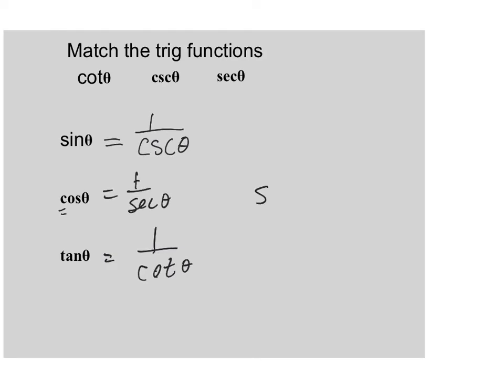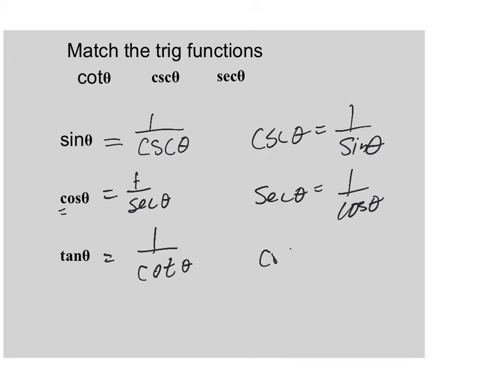Could you write them backwards? Yep. Secant of theta is 1 over cosine. Cosecant of theta is 1 over sine. And cotangent of theta is 1 over tangent.